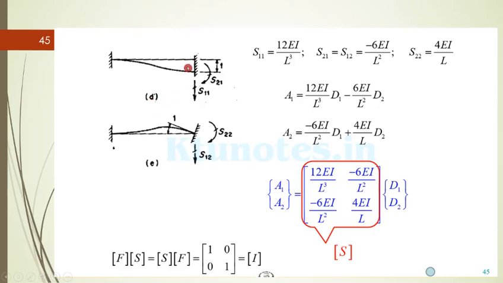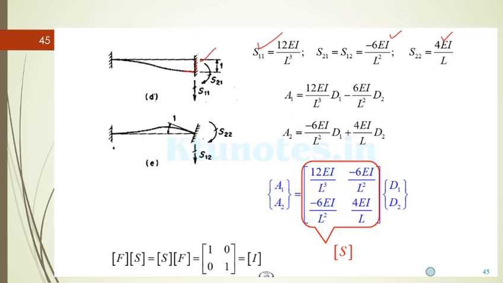In the case of D, the vertical displacement of 1 is given, arresting the rotation. So there is no rotation here, only a unit displacement, and the corresponding forces are S11 is equal to 12EI by L cube, S21 equal to S12 is equal to minus 6EI by L square, which you have studied in your previous classes. S22 is equal to 4EI by L.